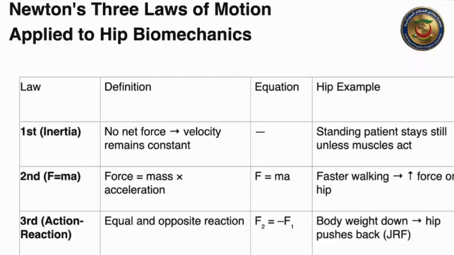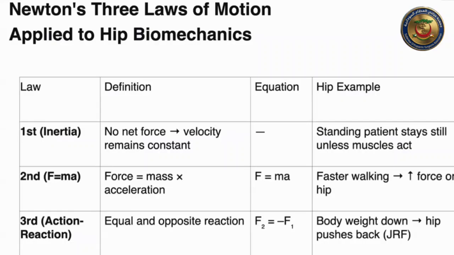We're going to go through some important definitions, like Newton's laws. We have three Newton's laws. The first one is the law of inertia. When there are no forces, or the net force equals zero, the velocity remains constant. Hip example: when the patient is standing, he stays still unless there is muscle action. The second law is that force equals mass multiplied by acceleration. So the faster you walk, the more the force acting on your hip increases.